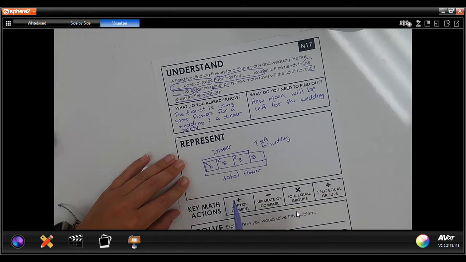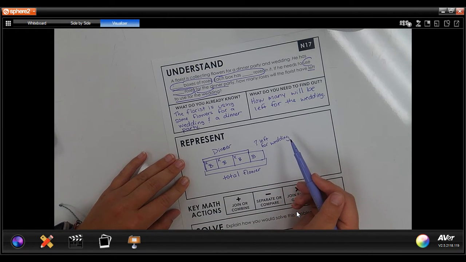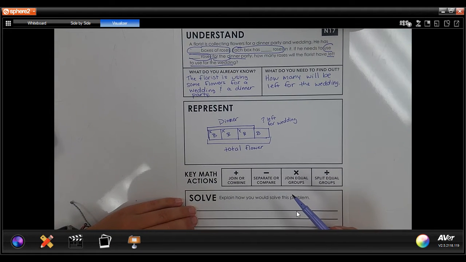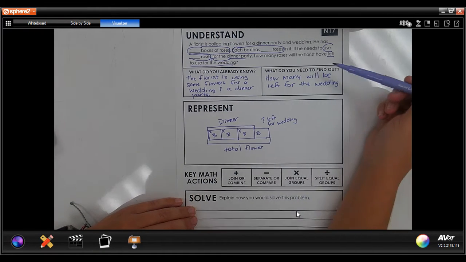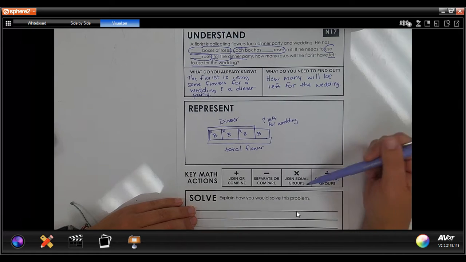Okay, so I know that I have some boxes of flowers. They have some flowers in each. I'm looking for the total amount of flowers and then to see how many we need for the dinner party and how many will be left for the wedding. So now I'm going to try to figure out some key math actions we need to solve this problem. I'm going to go back and reread the problem and look at my picture to see what key math actions I might need to use for this problem.